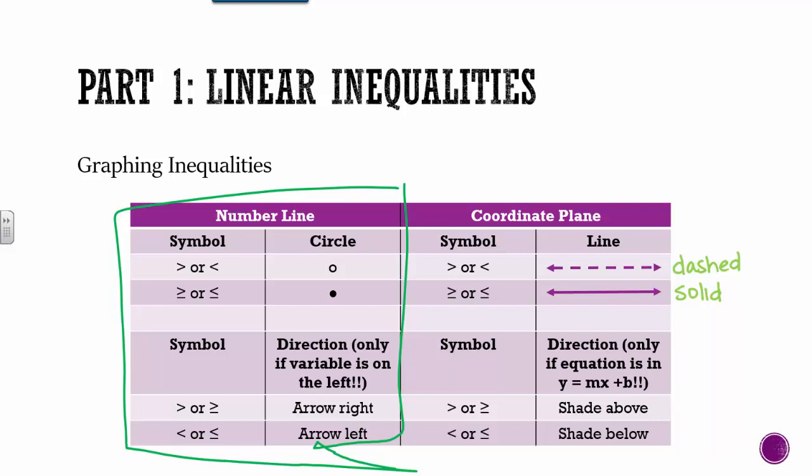And then our symbols, think about these symbols. When we drew our circles, we would go everywhere left. Oh, sorry, this is greater than. I read it backwards. So we'd go right. This time, when we want things greater than, we're going to shade above the line. And before, when we had less than or equal to, we drew the arrows to the left. This time, we're going to shade below the line.